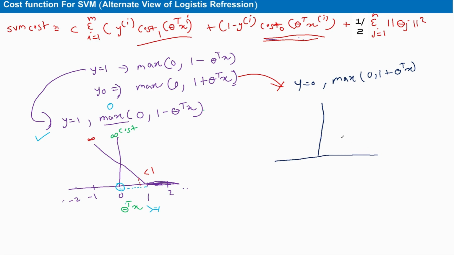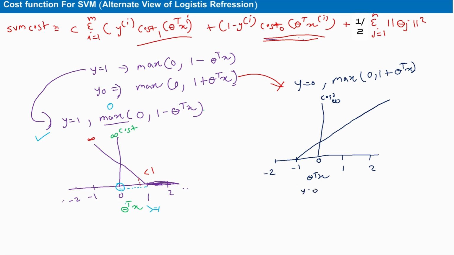This is the x axis, with -1 and -2, then 1 and 2, and if you plot this function it will look like this. This is theta transpose x and this is the cost function, which goes from 0 to infinity. In the same way, what will happen when your theta transpose x is less than, when y is equal to 0.